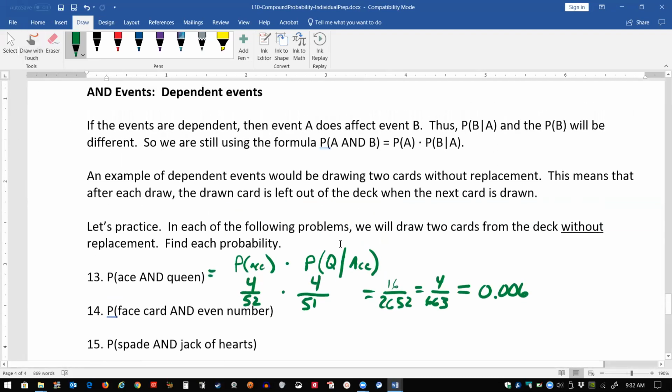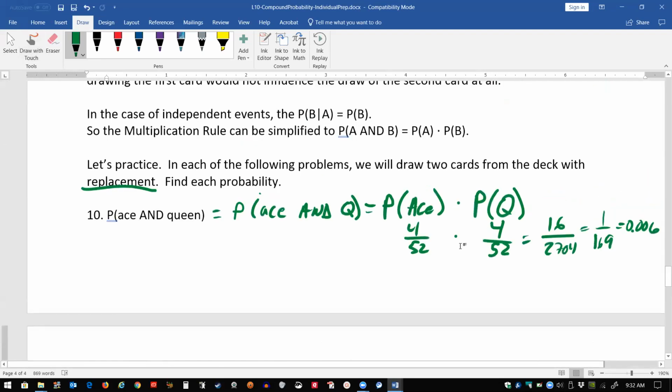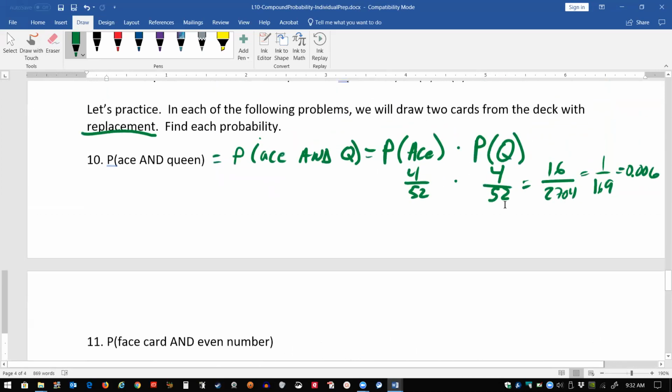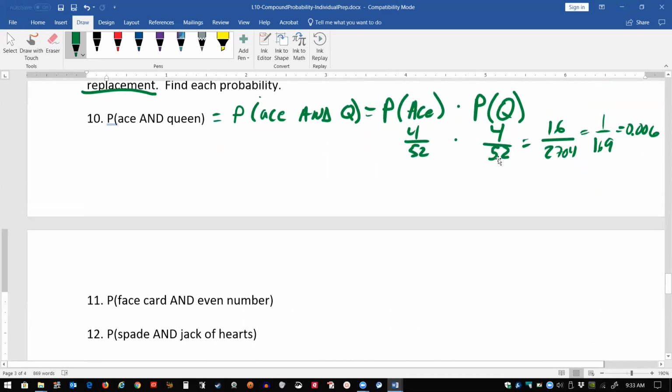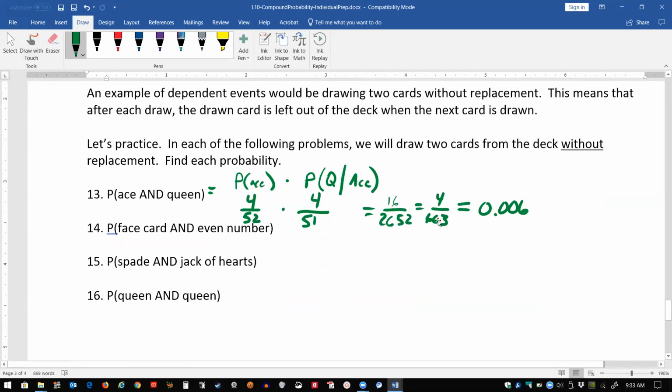So note, in this previous example, we had very similar numbers, and the decimal still rounded to 0.006. So decreasing this total by one card, even with these dependent events, still gave me a decimal that rounds to about the same thing. So it hasn't changed things a lot. In the fraction form, you can see that the numbers have changed, though. Okay, and depending on the scenario, you'll see a decent difference, right?